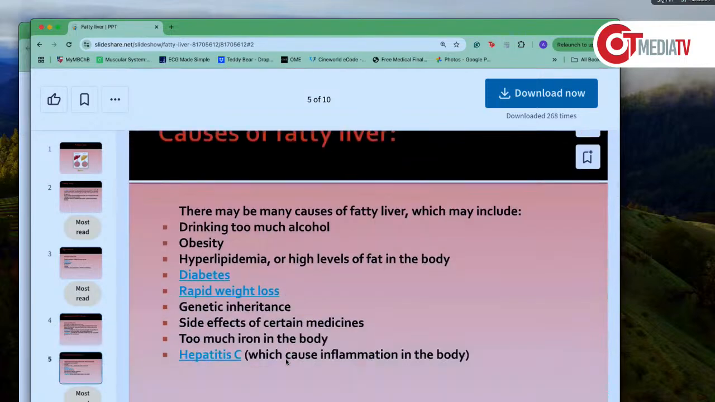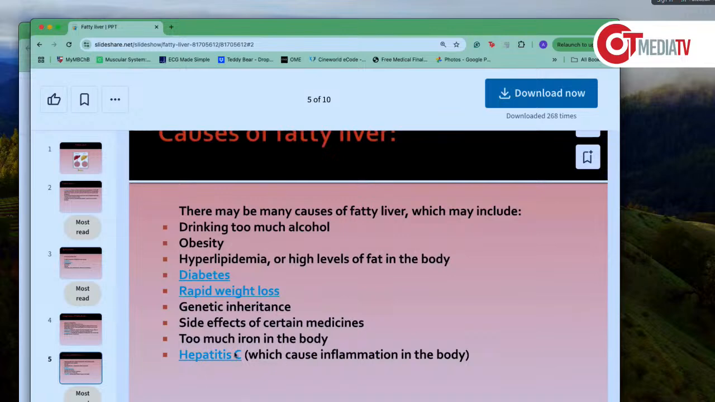The causes of fatty liver, we touched on this last week as well, but the main one is drinking too much alcohol. So again, there's alcoholic fatty liver disease and non-alcoholic fatty liver disease. The mainstay here is that drinking too much alcohol probably causes most of the fatty liver disease that we see. But also being obese or having extra body fat is one. Hyperlipidemia just means high levels of fat in your blood. Some conditions like diabetes also predispose you to fatty liver. And then there are other things that you can't really change, things like genetic inheritance.